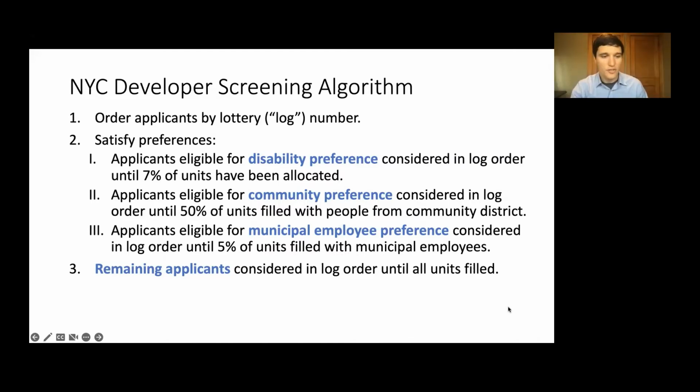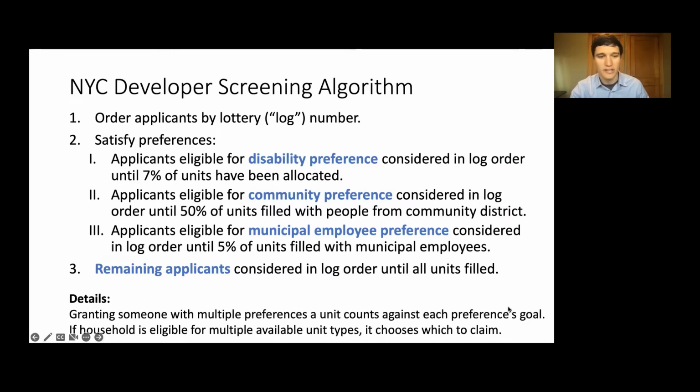Great question. So that is not going to affect your placement on the list. I'm not going to elevate you because you satisfy multiple criteria, but I will count you towards both quotas. So for example, if I place someone with disability preference and they also happen to be from the community, then that's one fewer apartment that needs to go to someone from the community in the next phase. Got it. Thank you.